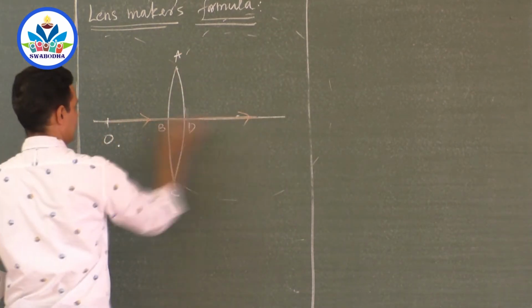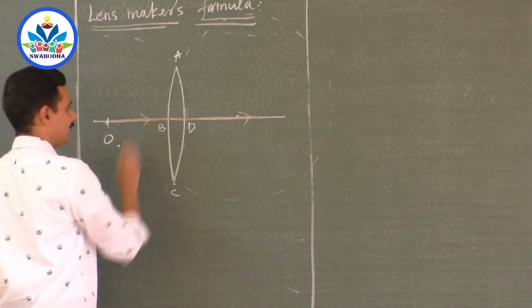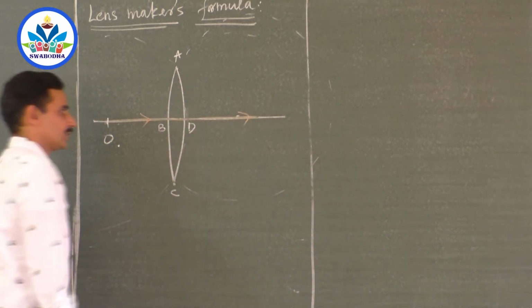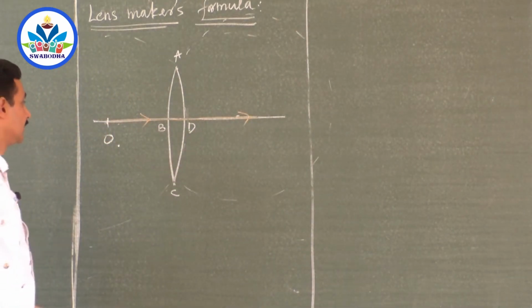So the center is here. This ray is going to pass through the center. Normal incidence passes undeviated. That is okay. Good. What about the other ray?